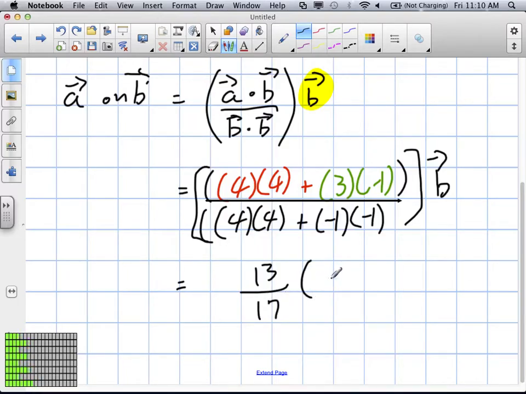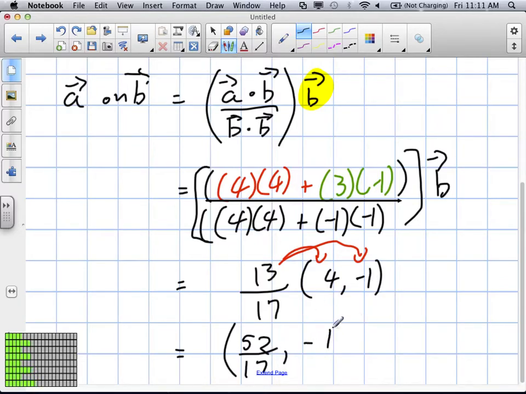And our component values for B were 4 and -1. So now we use this as a scalar and we apply it into the bracket. So this becomes 2 carried a 1, 52 over 17 as our x value. And our y value becomes -13 over 17.